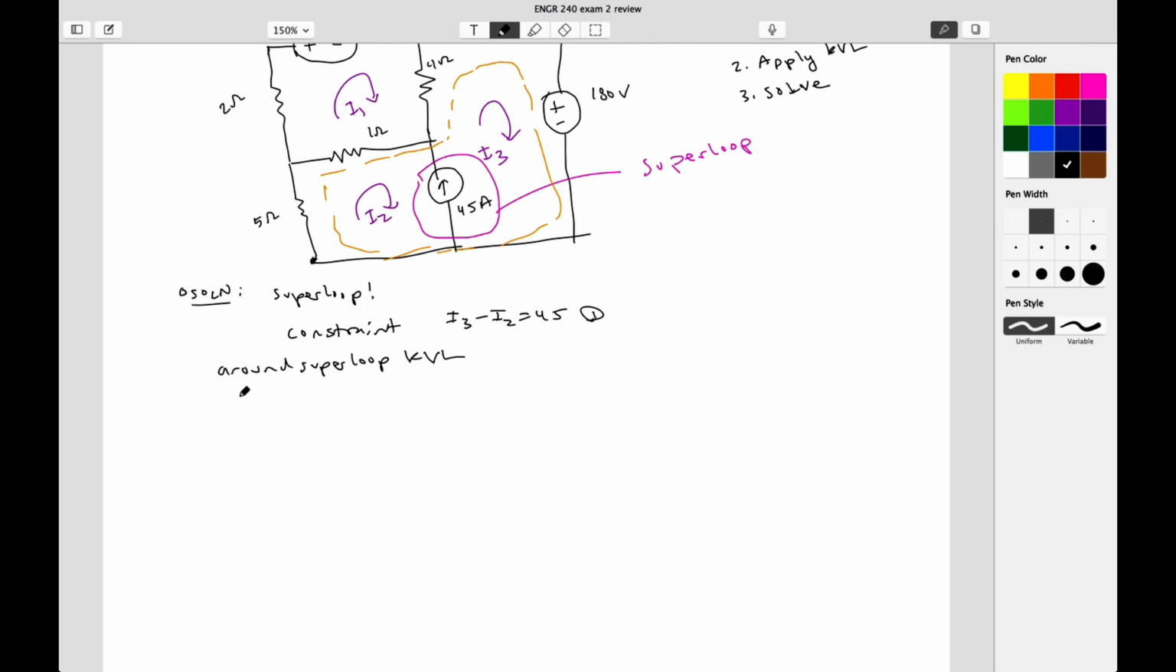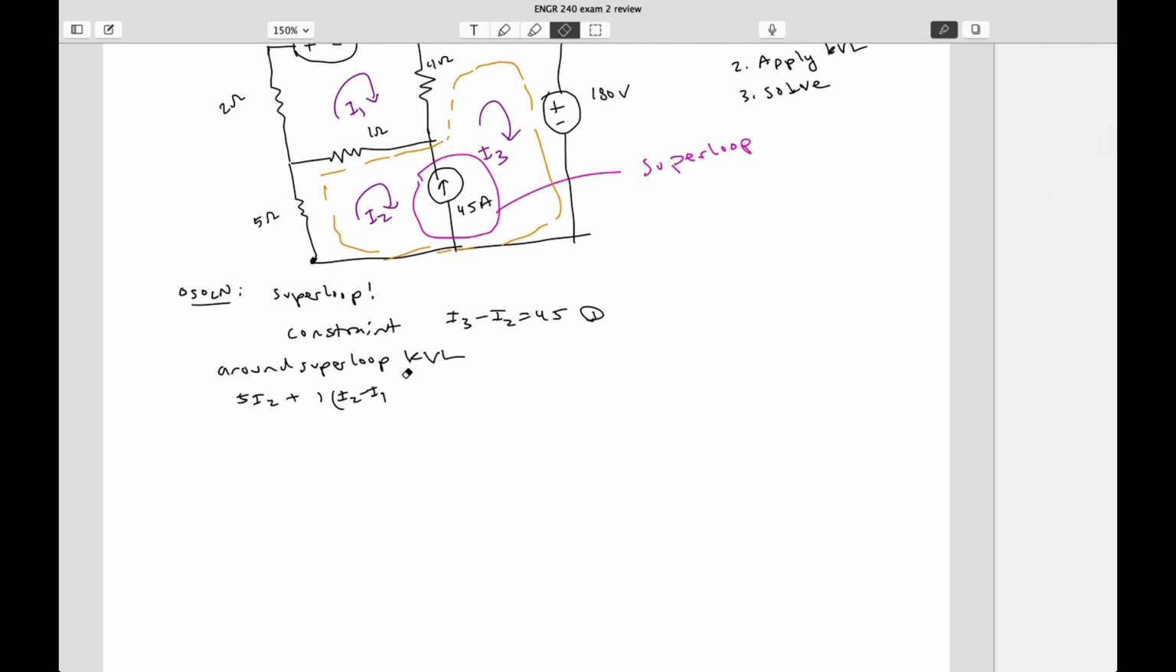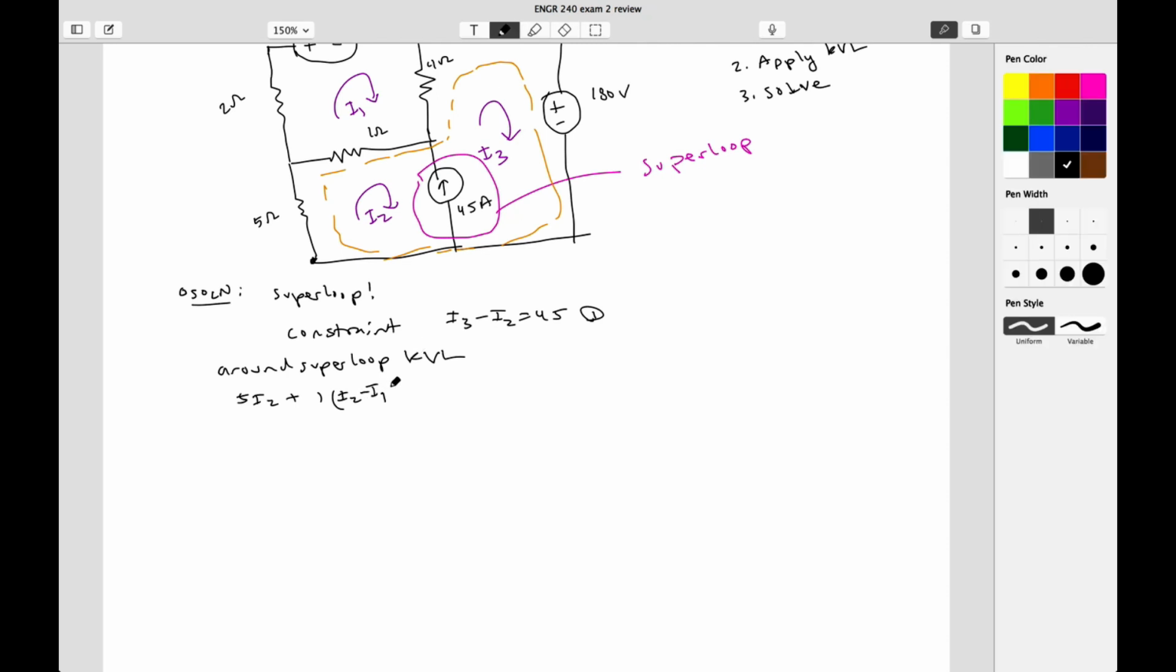We have 5I2. We have 1 times I2 minus I3, or sorry, minus I1. Let's be very cautious with that. I2 minus I1 plus 4 times I3 minus I1 plus 180 is equal to 0.